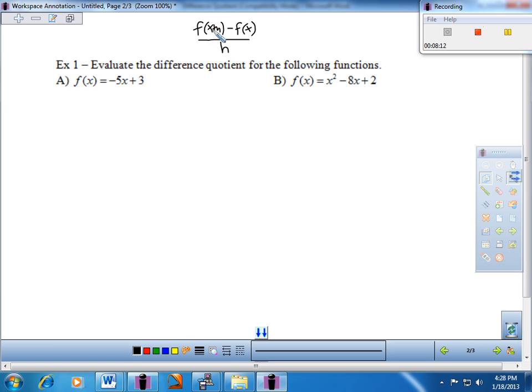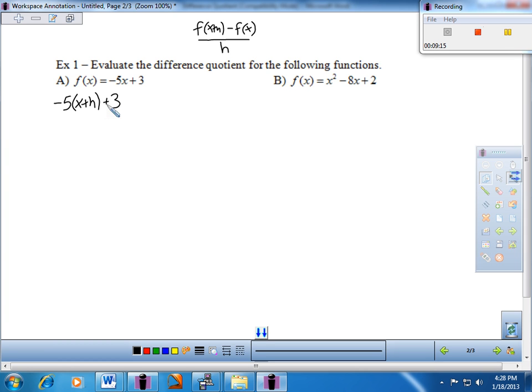So here's what I'm going to do. I'm going to perform these function rules on this input right here, x plus h. So here's how the top left would work. I'm supposed to take my input and multiply it by negative 5. So there is my input, everybody. It is x plus h. So I take my input, multiply it by negative 5, and I add 3.